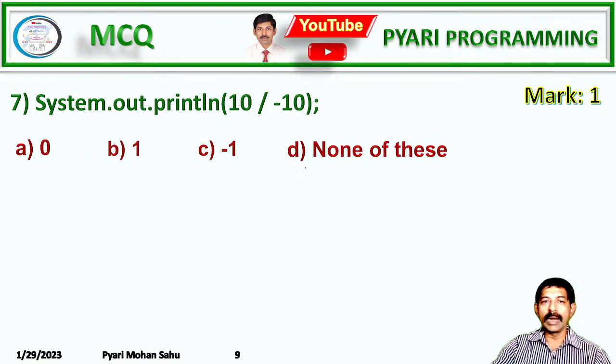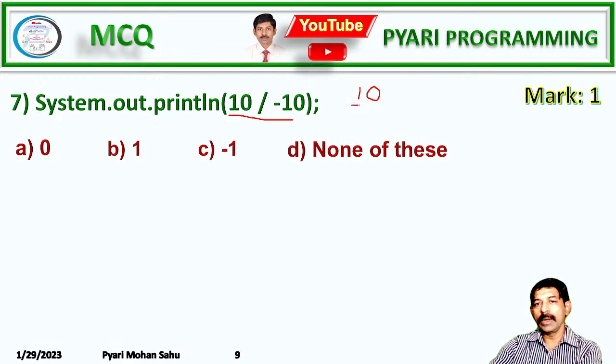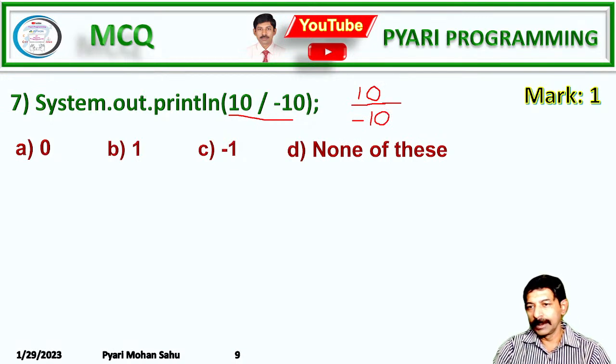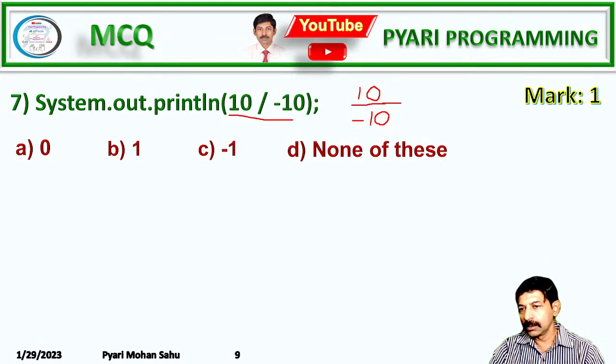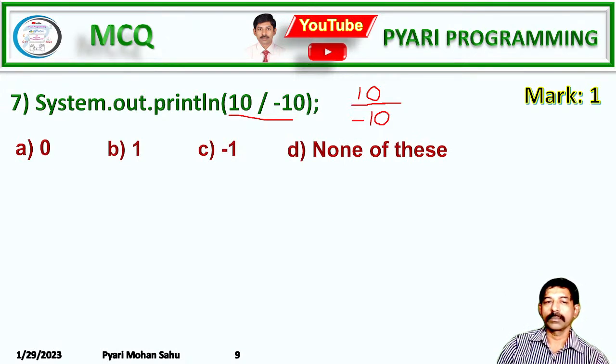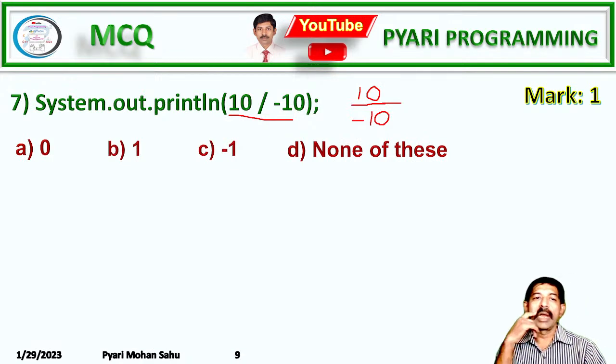Next, System.out.println, I am saying 10 by minus 10. So I am writing this for you, 10 by minus 10. What will be your output? Integer, again this is integer divided by integer. Understood, sir? Ten divided by 10, but numerator is positive, denominator is negative.